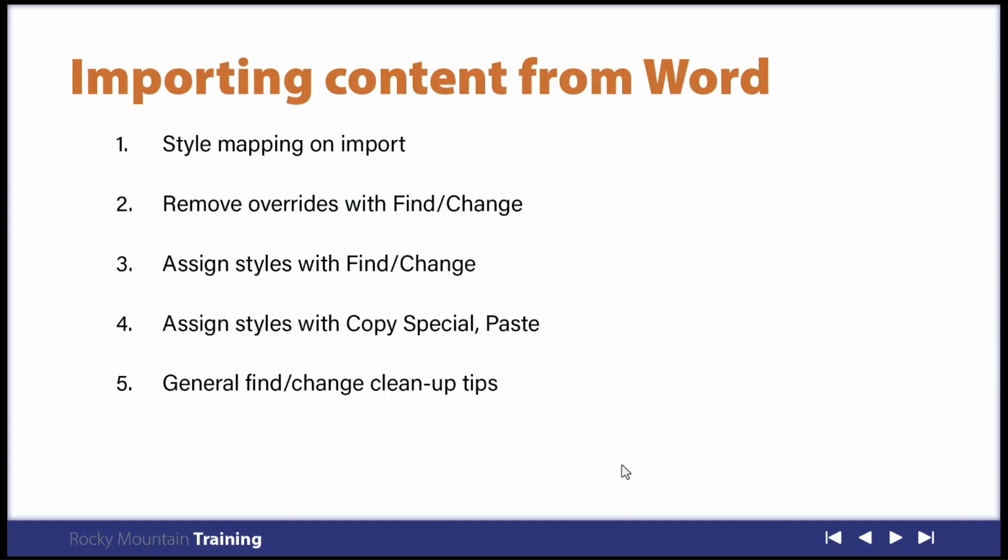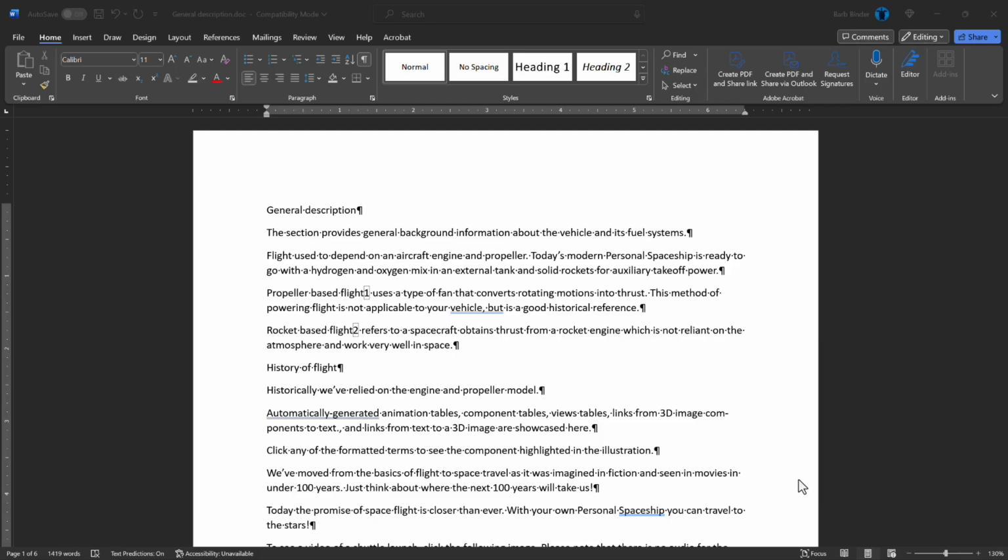So here is a list of features you might want to consider including in your Word to FrameMaker workflow. Style mapping, a quick way to remove overrides, two additional ways to assign styles, and then I'll cover some general find and change cleanup tips. Let's go ahead and start in Word.